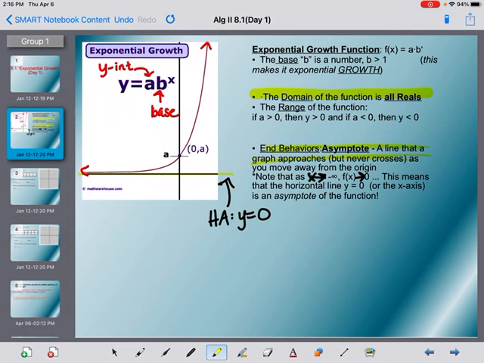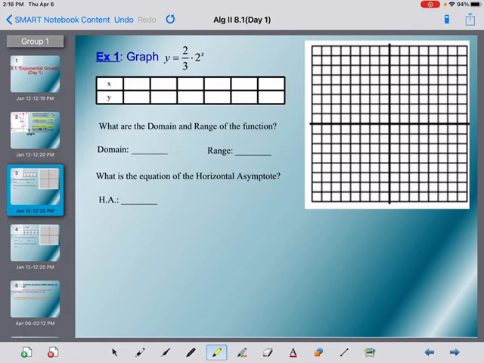So let's try an example. Because the domain of any exponential function is all reals, we can plug in any x values that we want. But just to keep things simple, let's plug in x values that are easy for us, like -2, -1, 0, 1, 2. We have an extra space, so I'll do 3. So I'll do -2, -1, 0, 1, 2, and 3. And I am just plugging them into the equation for x.